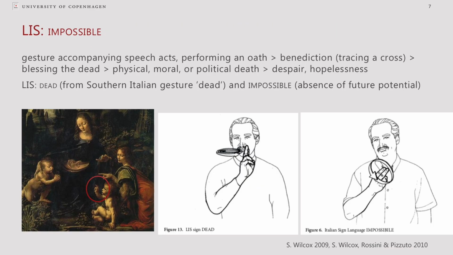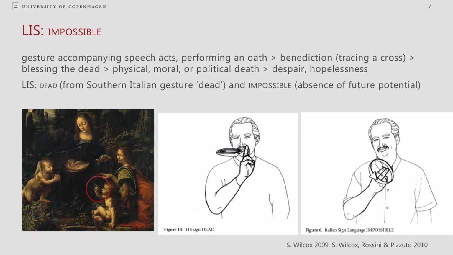And let me give you an example from Italian Sign Language. In Italy, there is a gesture which accompanies speech acts and is used, for instance, for performing an oath. And if you take a look at the slide, you will see in the painting to the left St. John using this gesture in a painting by Da Vinci.